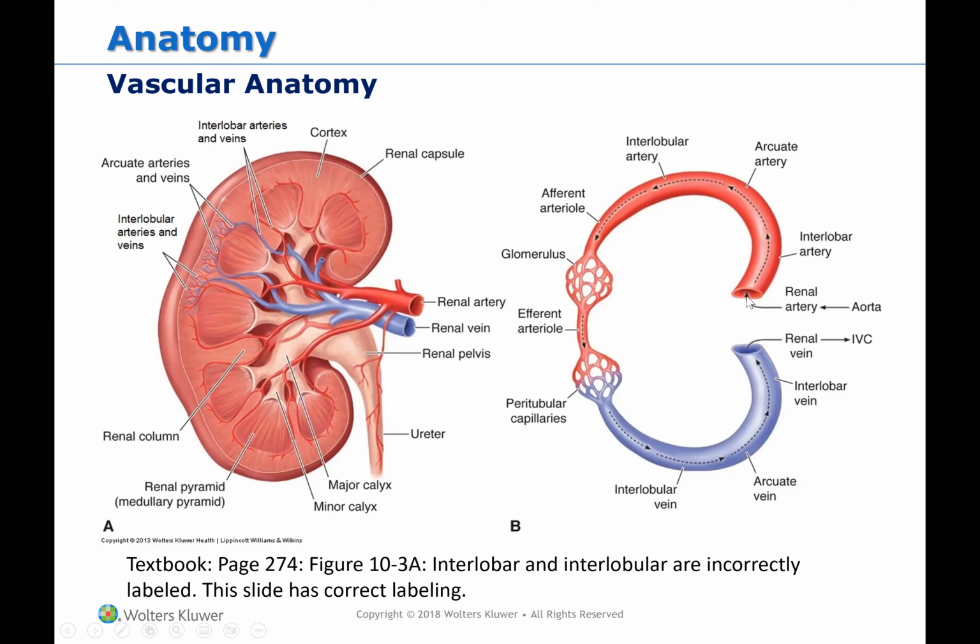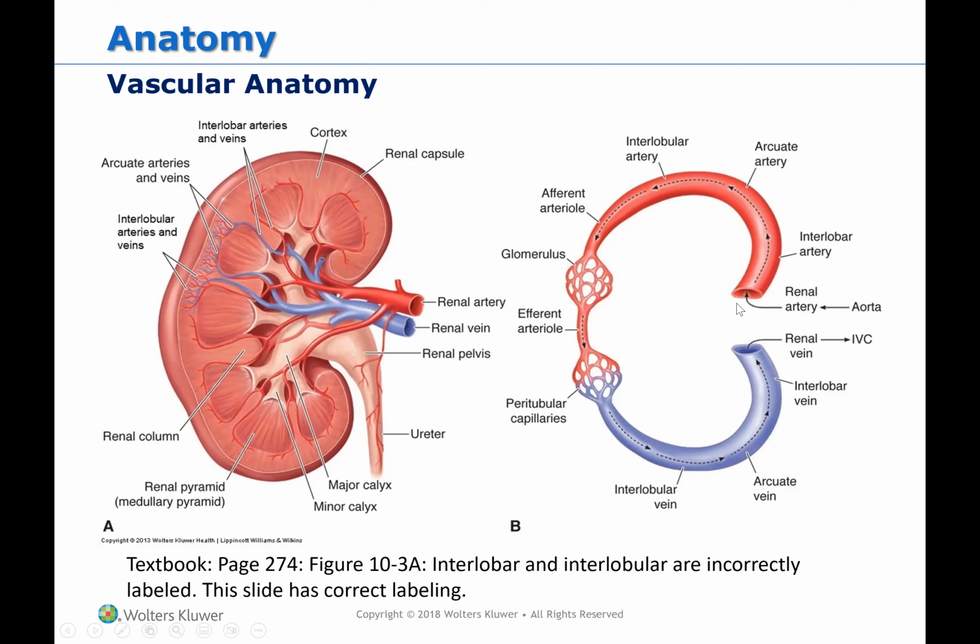So this is a picture of the renal artery starting, and this is how the blood flow goes. So this is what I want you to know. The aorta to the renal artery, to the interlobar artery, to the arcuate artery, to the interlobular artery, to the afferent artery, to the glomerulus, to the efferent arteriole, to the peritubular capillaries, to the interlobular vein, to the arcuate vein, interlobar vein, and renal vein. So that's how the vascularity of the kidney goes. So I want you to know that.